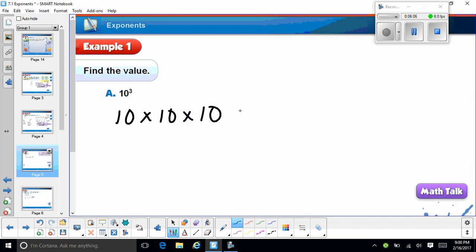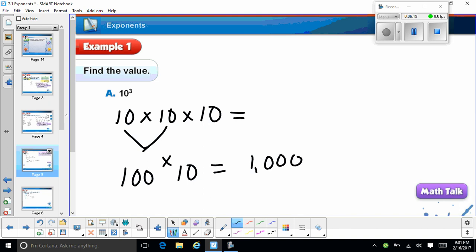And if I want to find the value, that means I need to solve. Well, 10 times 10 is 100. Times 10 is going to give me 1,000. So my answer would be 1,000.